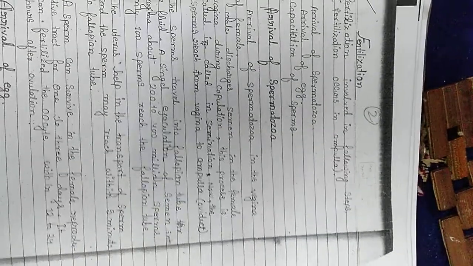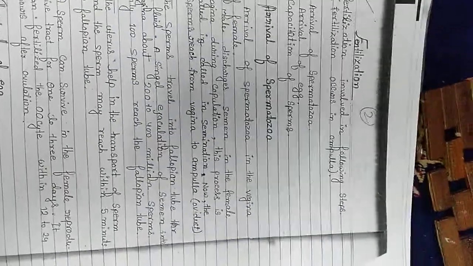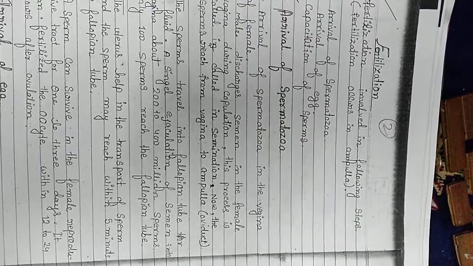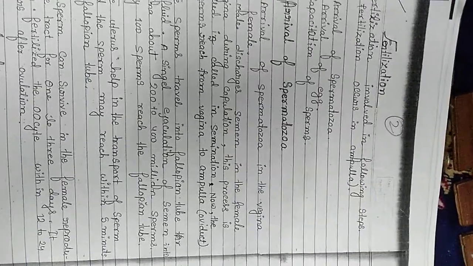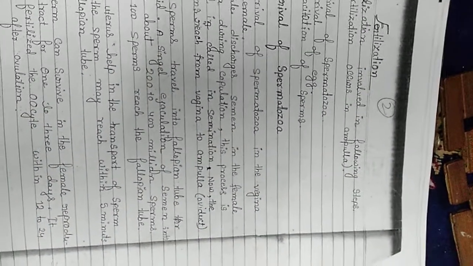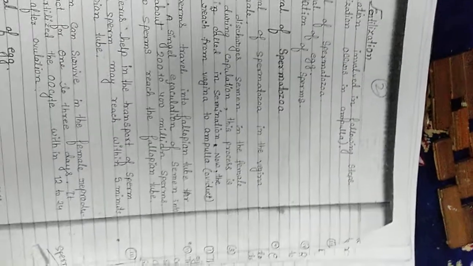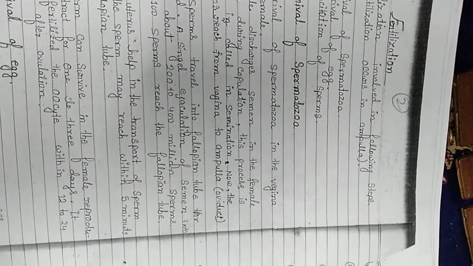Fertilization involves the following steps. Fertilization occurs in the ampulla. The first one is the arrival of the spermatozoa. The second one is the arrival of the egg. The third one is the capacitation of the sperms. First one, arrival of the spermatozoa.